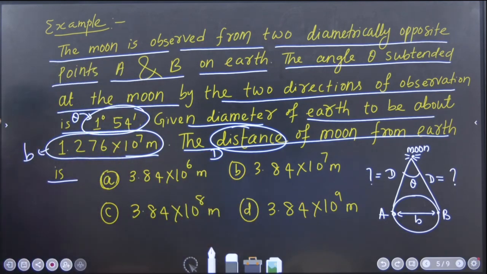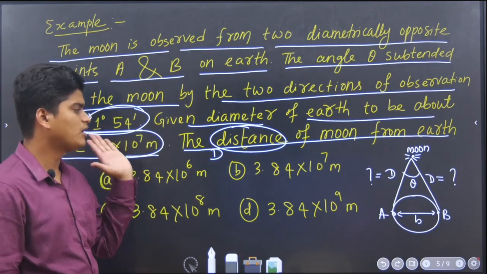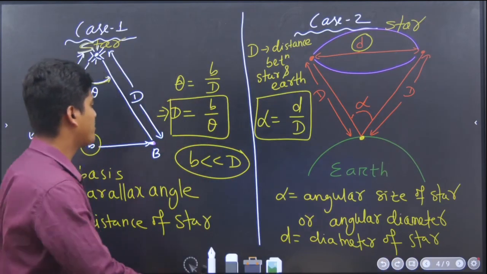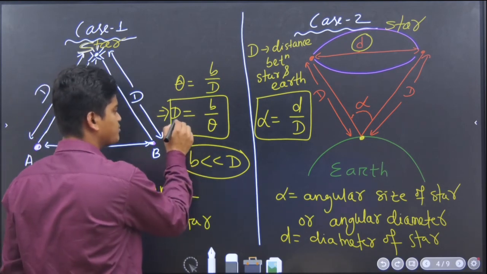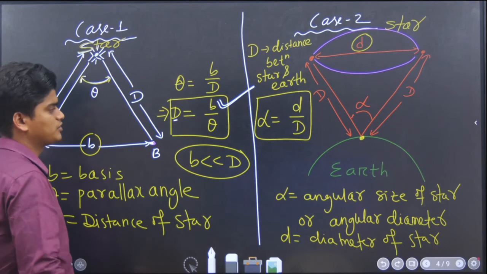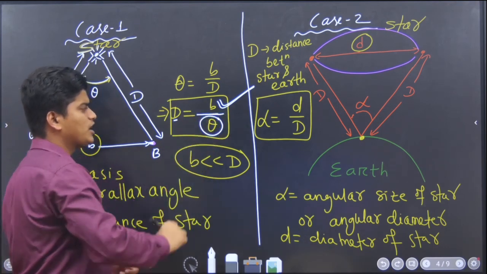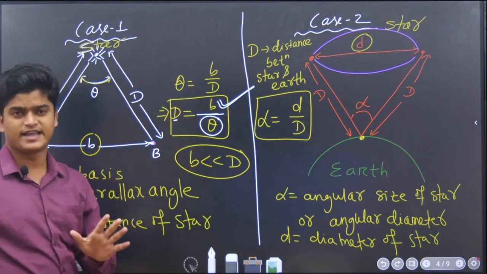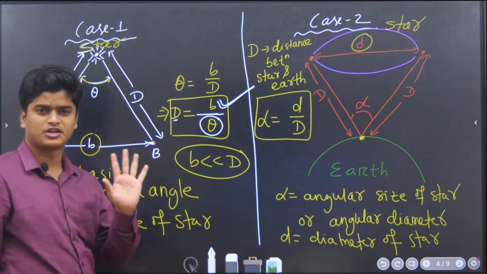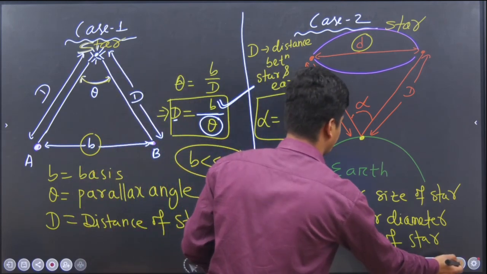Now how to solve this? We will use the formula we have taken previously, which most of you will use. If you want to find the distance, then it is B by theta. This formula we will use and solve this. And as I told you, while putting the formula here, this theta should be in radian, not in degree or minute. Now we will be checking that.